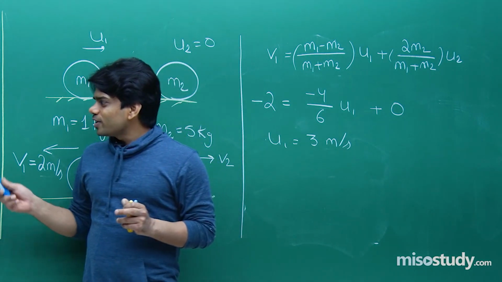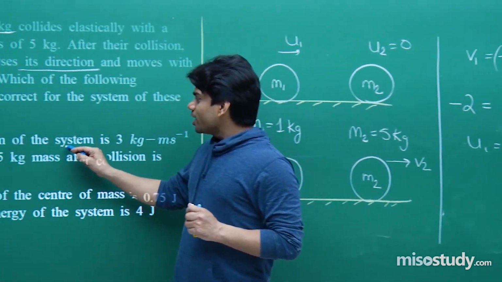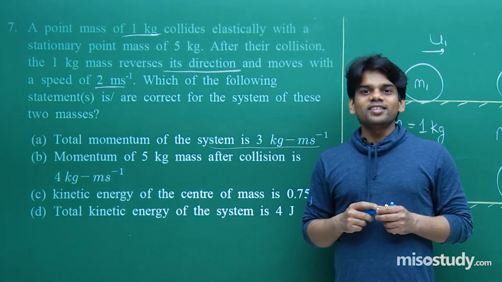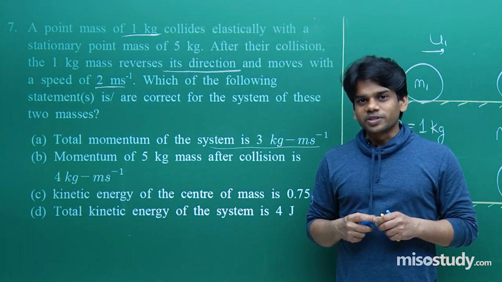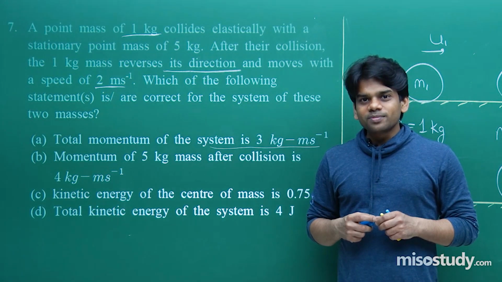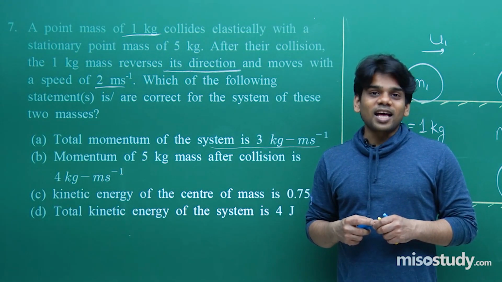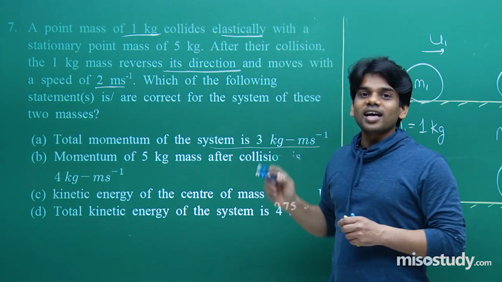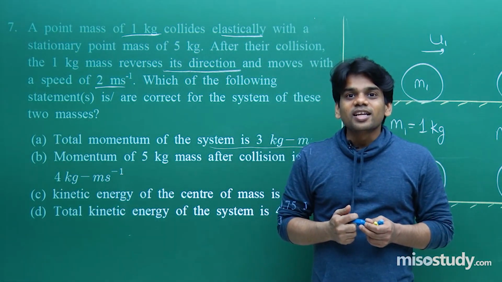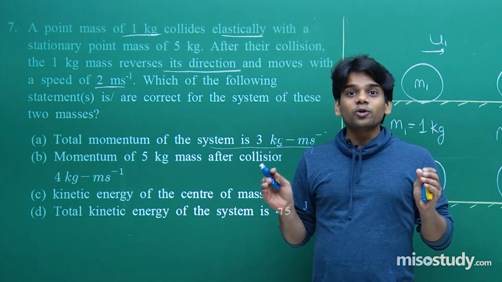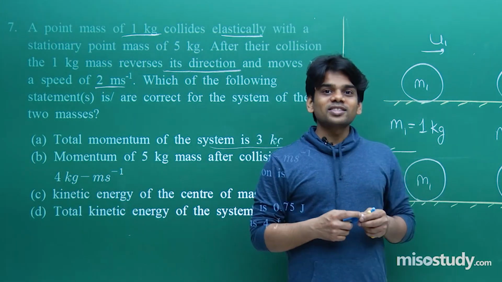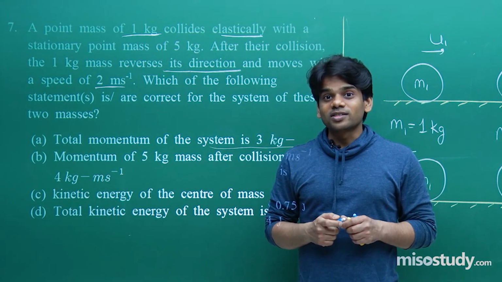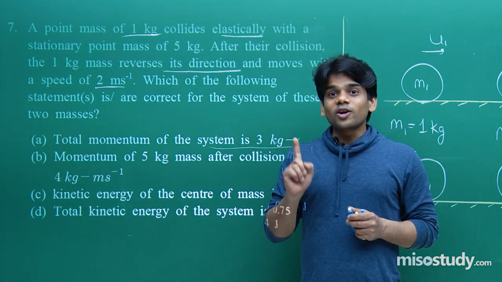Now let's see the first option. Total momentum of the system is 3 kg meter per second. After finding the initial velocity of the first object, can we comment on the total momentum? Because the collision is elastic. See here, it says that it collides elastically. The collision is elastic, that means there will be no change in momentum, or clearly you can say that mass into velocity will remain constant, and initially only one object is moving.